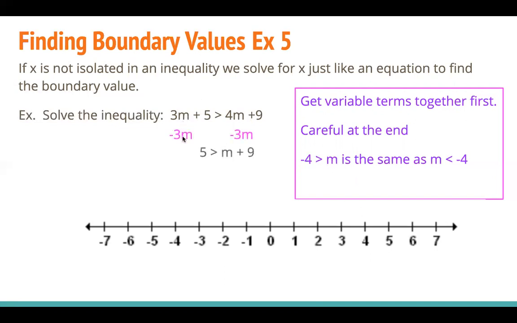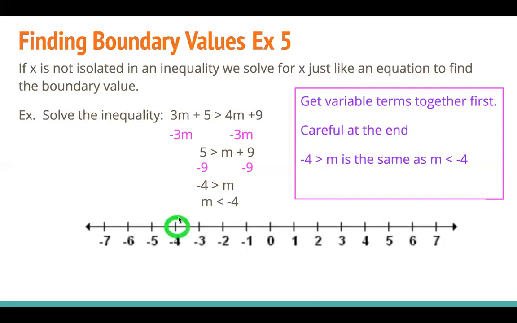So first, I subtract 3m from both sides because I like positive numbers. And I get 4m minus 3m is just 1m. Then I'm going to move the 9 to the other side, subtract 9 on both sides, and I get 5 minus 9 is -4. So I have -4 is greater than m. My statement is really going to be about m though, so I need to know that really this is the same as m is less than -4.